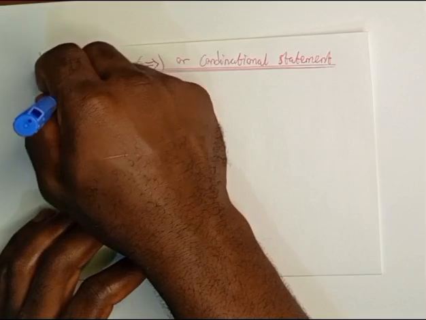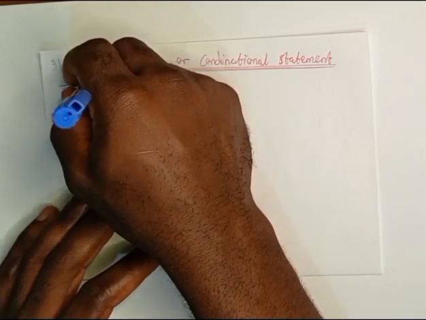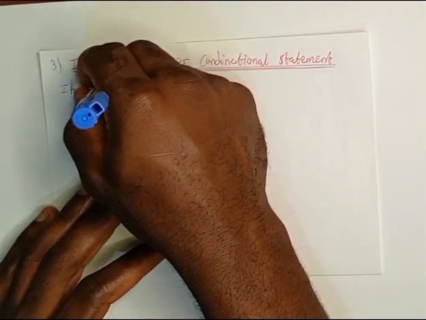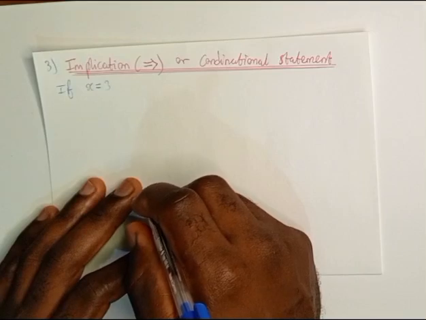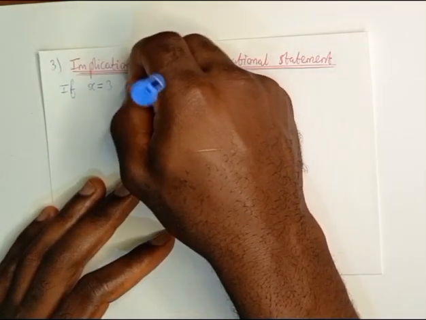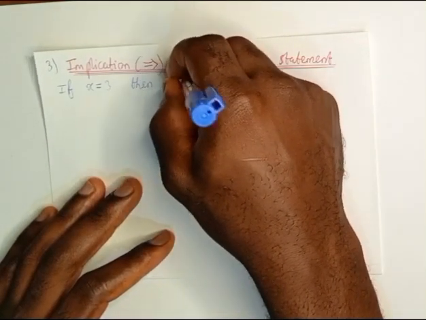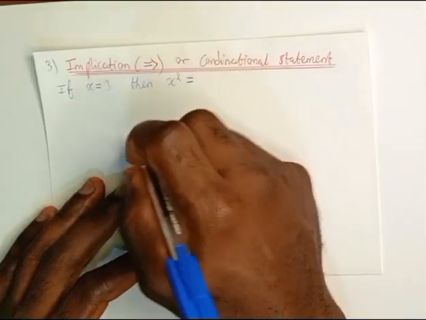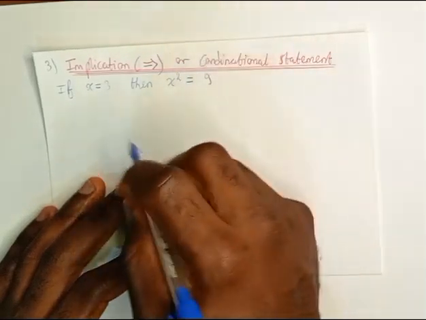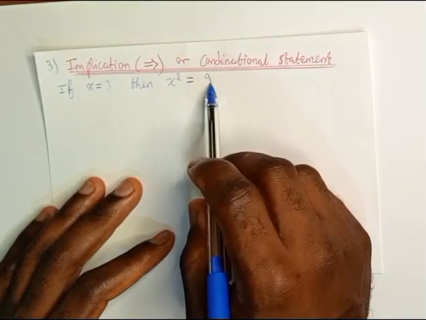Let's take this down. If x is equal to 3, a conditional statement, then x squared will be equal to 9. If you take 3 squared, it gives you 9.